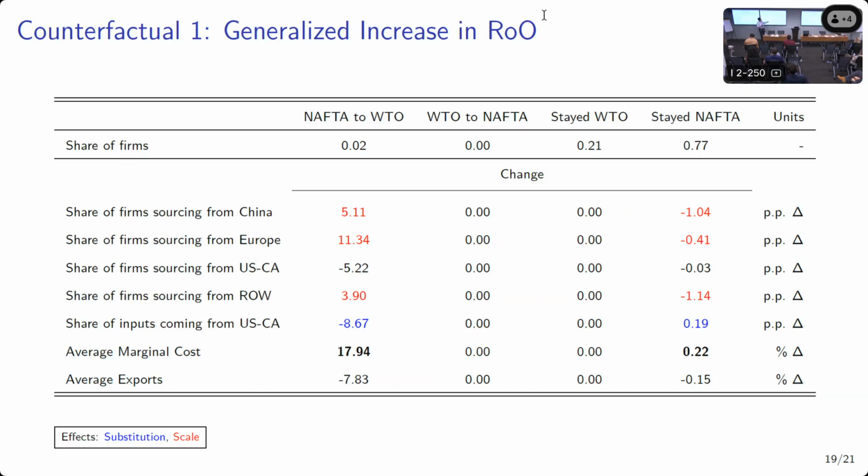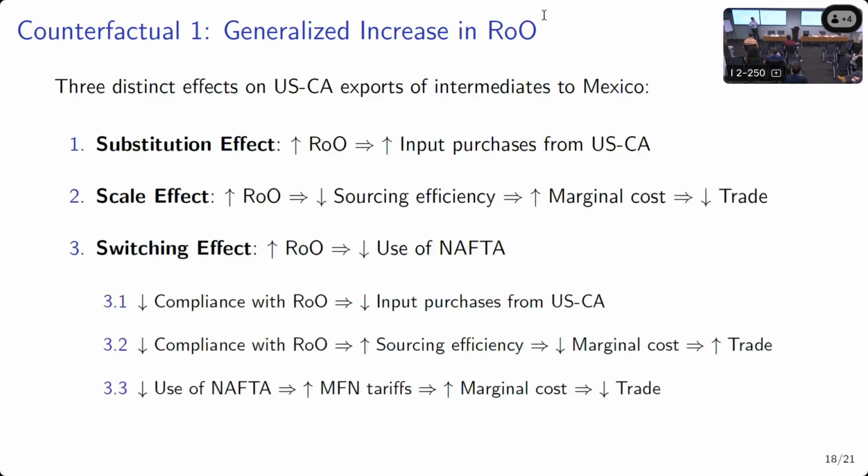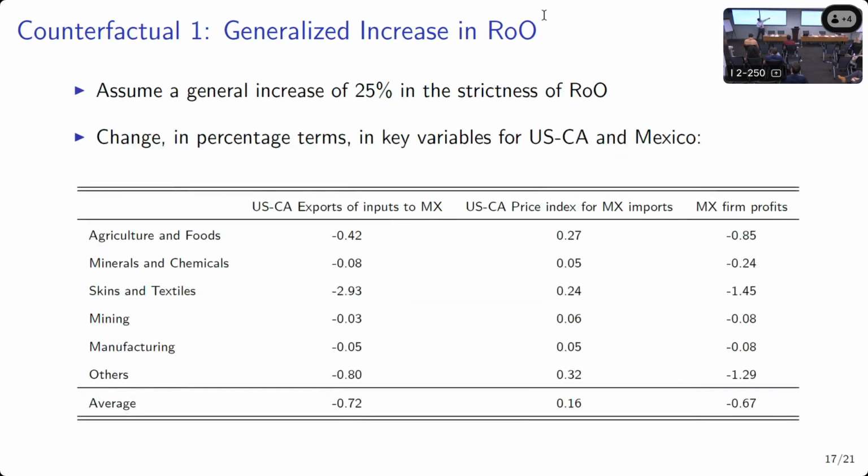And for those firms that stop using NAFTA to export, sure, they're purchasing less from the United States. They're purchasing more from non-NAFTA countries. But because now they're going to pay tariffs, their marginal cost also goes up. So this would explain why trade goes down. US exports into Mexico would go down in the end. Okay?